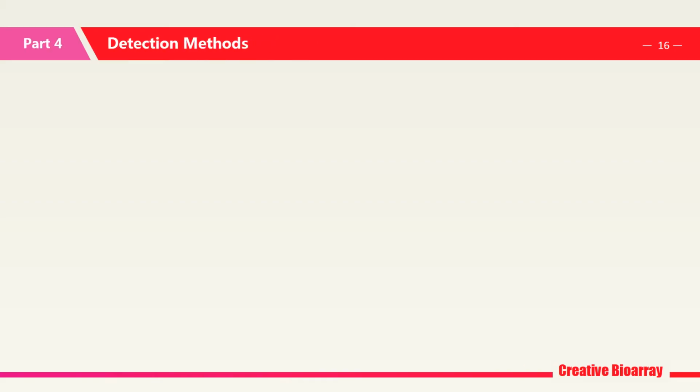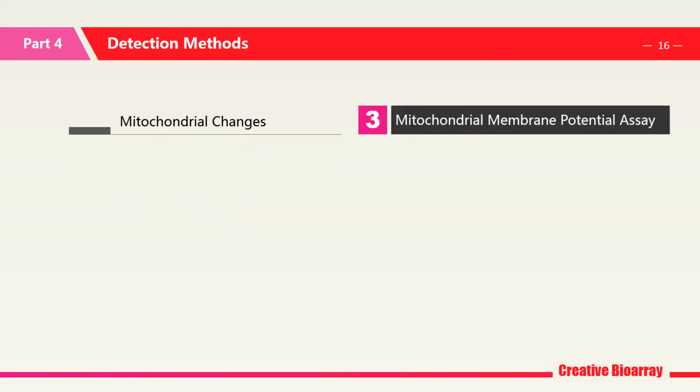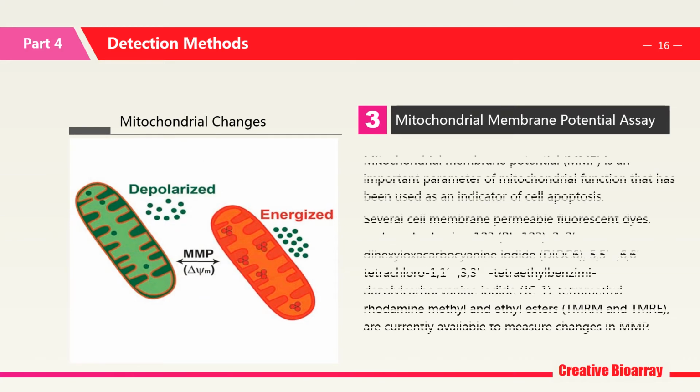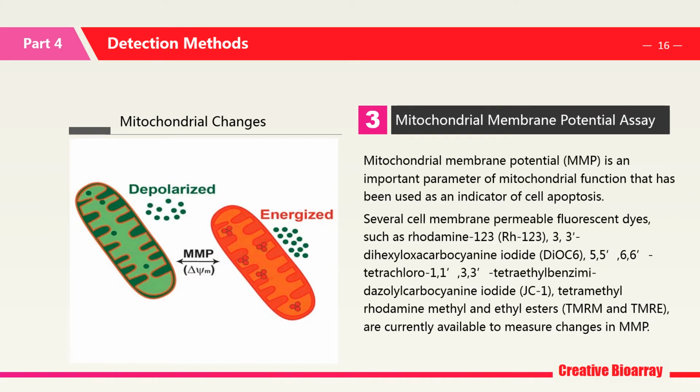Mitochondrial membrane potential, MMP, is an important parameter of mitochondrial function that has been used as an indicator of cell apoptosis. Several cell membrane permeable fluorescent dyes, such as rhodamine 123, DiOC6, JC-1, TMRM, and TMRE are currently available to measure changes in MMP.